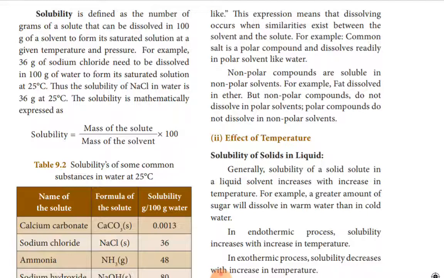If the temperature of the solvent is increased more than 25 degrees Celsius, we can add some more solid. More than 36 gram of solid can be dissolved in the solvent. So temperature increase means it increases the solubility. So a greater amount of sugar will dissolve in warm water compared to cold water.